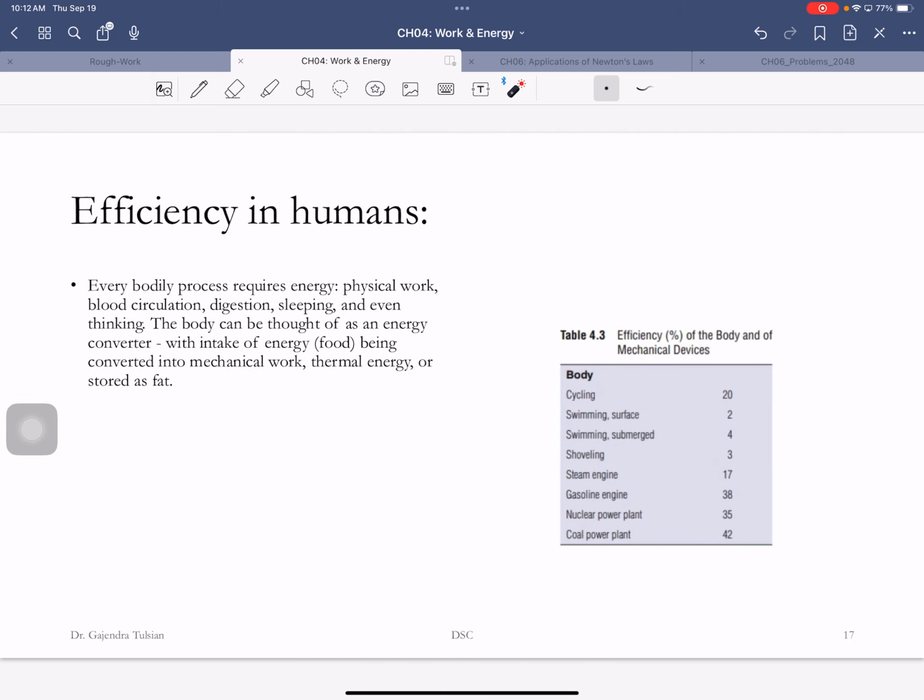All right, so here is the efficiency of the body. When you're cycling, it's 20%. Swimming on the surface, you're only 2% efficient. Swimming underwater, you're 4%. Shoveling, it's 3% efficiency. Why does our efficiency vary so much? We'll talk about that in a second.